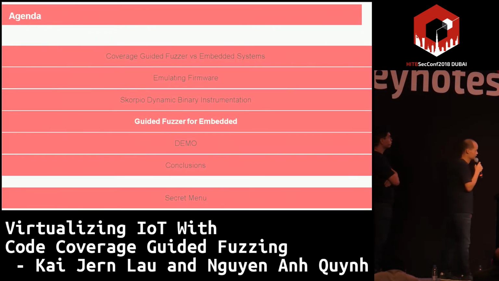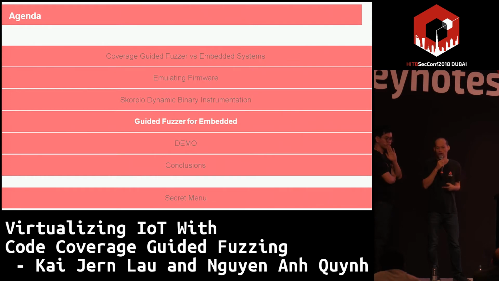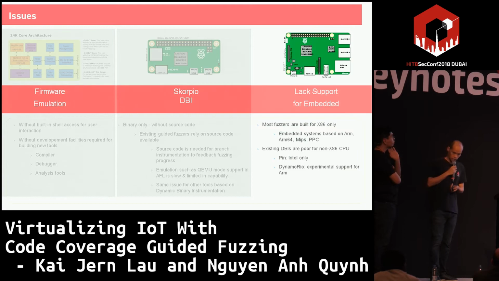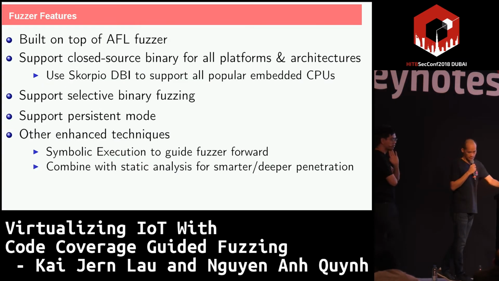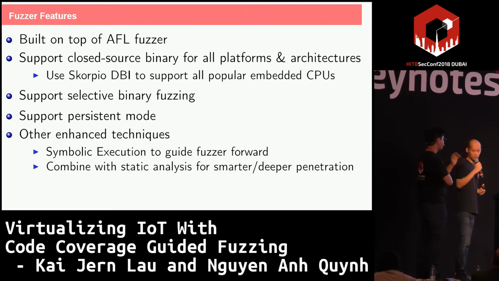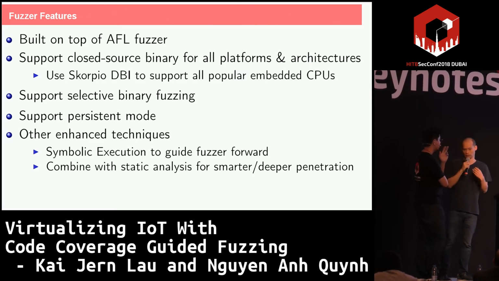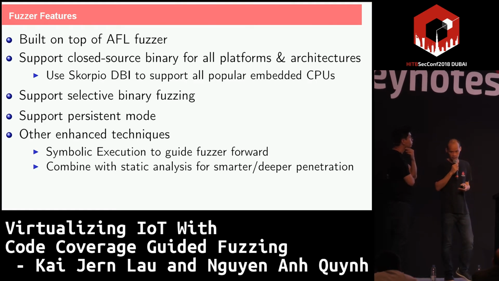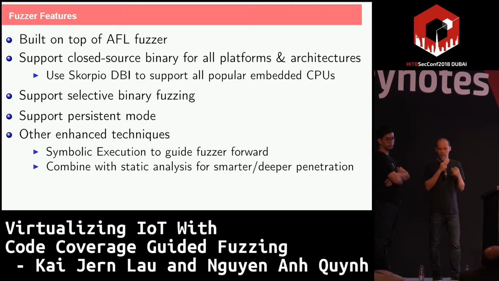Okay, finally, after a lot of hard work, we have our own DBI that supports all kinds of CPU architectures. So we can start to build our own guided fuzzer for AMD systems. Okay, so the idea is that there are some features of our fuzzer. We build on top of AFL fuzzer. We use Scorpio DBI for instrumentation. And finally, the target binary is instrumented at runtime. It can be run on the AFL fuzzer.